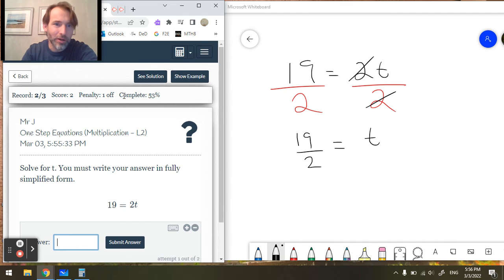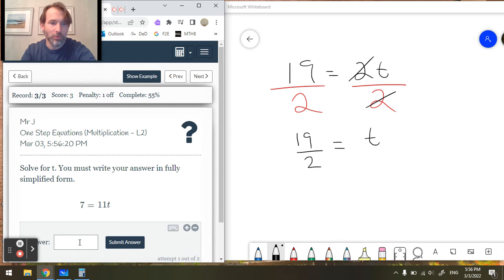Okay, let's do one more. 7 is equal to 11t, so t is equal to 7 over 11. You can do these fast without writing them down. That's fine. 10 is equal to -4a. So a is equal to -5 over 2. The factors of 2 cancel away, and I get -5 over 2. -12x is equal to -10. So x is equal to 5 over 6.